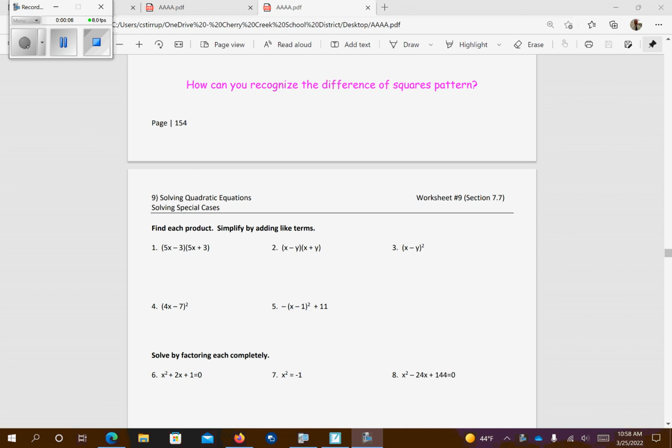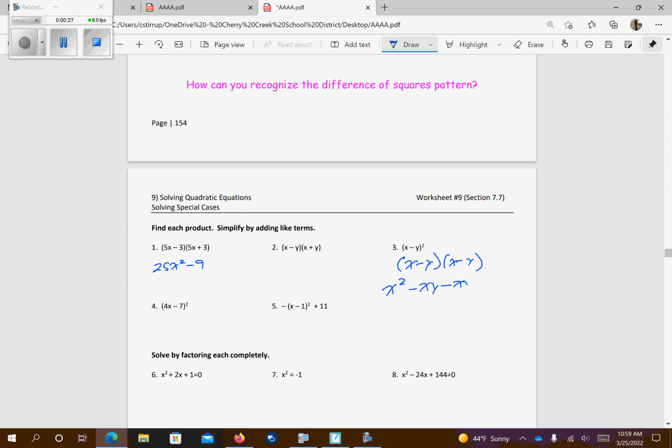So I'm going to multiply these out. Hey, these are the same binomials, so I'm going to wind up with 25x squared minus 9 because the middle terms will fall out. This one I have to realize I have this twice. If I multiply these together, I'm going to get x squared minus xy plus y squared. These are like terms, so I get x squared minus 2xy plus y squared.